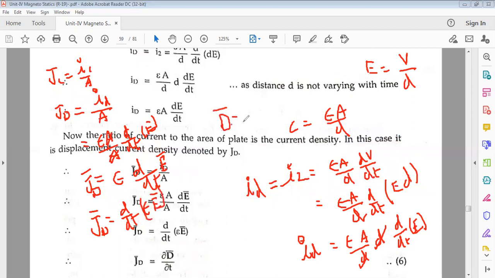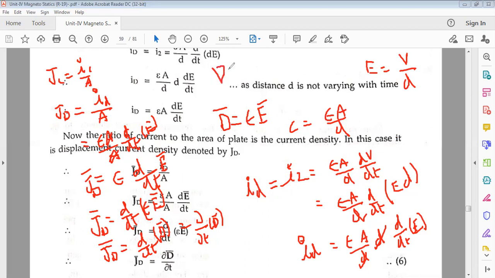So what is epsilon into E bar? The relation between the electric field and the electric flux density is D bar equals epsilon into E bar. So JD bar is equal to d by dt of D bar, or you can write it as the partial derivative dou by dou t of D bar. JD bar is equal to dou D bar by dou t. Got it, my dear students?